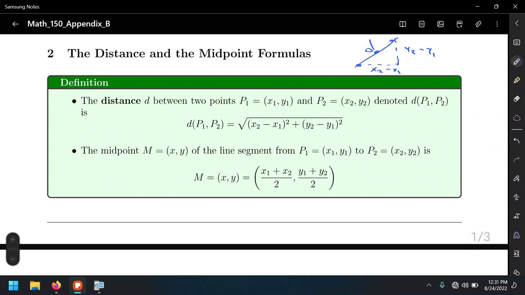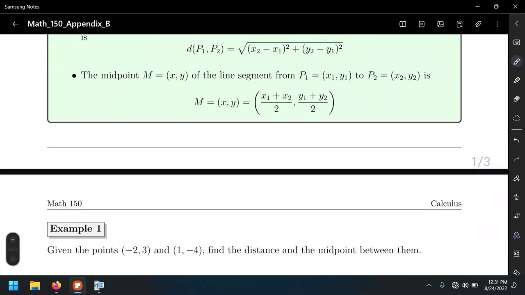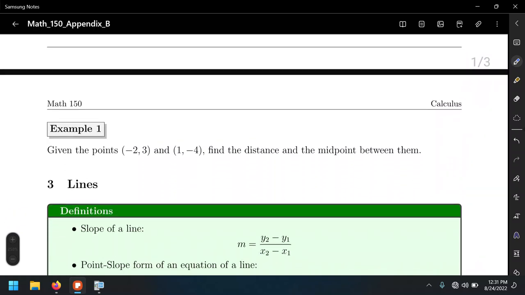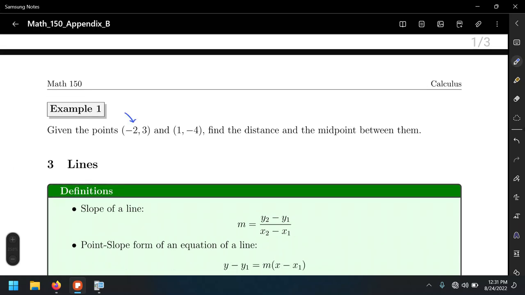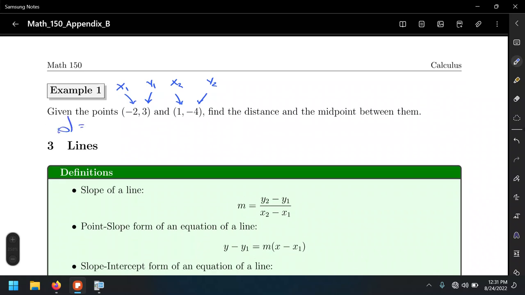All right, so that being said, how about we go through one example? These types of exercises are very straightforward. All you need to do is plug in values and simplify. There's really nothing crazy about it. Given the points, it would be great to label x1, y1, x2, y2. So let's find the distance between the points. In this case, the distance is the square root of x2 minus x1 squared plus y2 minus y1 squared. Let's plug in numbers, but be careful when plugging them in, because when it comes to subtracting numbers, we may end up with too many negatives at the same time.